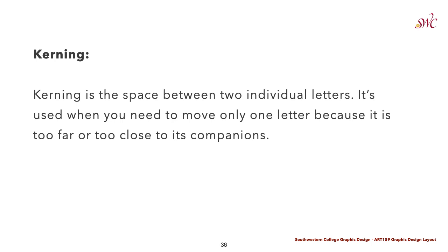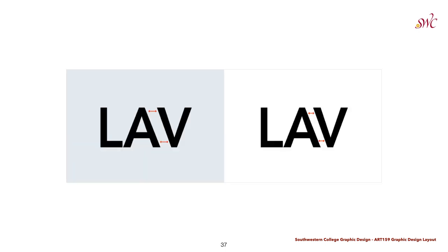So a couple of ways that we can create that hierarchy within our text and our formatting is through the type formatting itself. And one way to do that is to adjust the way that we are positioning the letters and the typography within the page. And the first thing we're going to look at here is kerning. And kerning is referred to within typography as the space between two individual letters. It's going to be used when you need to move only one letter because it is either too far or too close to its companions. And we can see an example of that here.